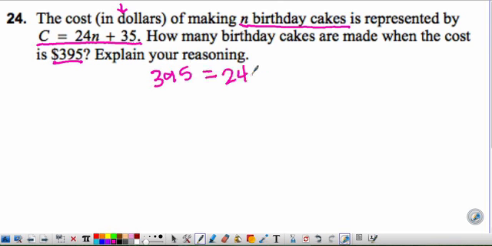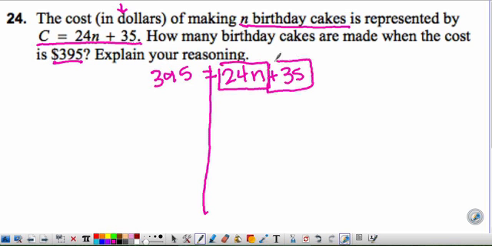So you have $395 equals 24n plus 35. Draw your line down your equal sign. We're looking for variables. We only have one. It's only on one side of the equal sign, so we're solving for this n. We've got to get rid of the 24 and the positive 35. We're going to move them to the other side. Subtract 35 on both sides. Exactly. We're going to move this 35 first by subtracting 35.